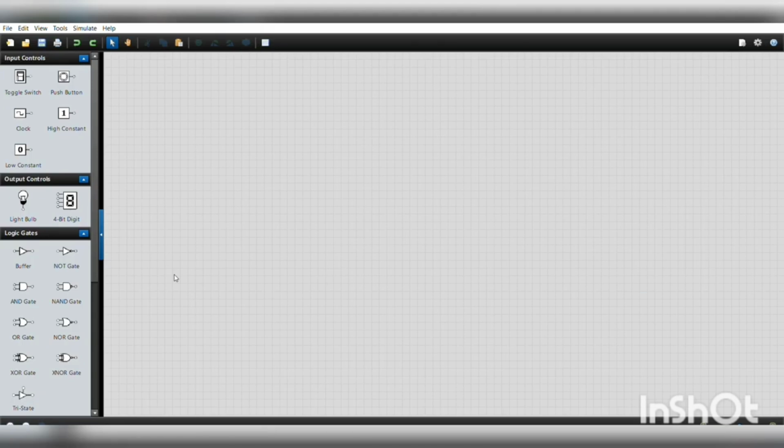Before getting into our experiment, let us see a demo on how to implement circuits using logic.ly. When you open logic.ly, your screen looks like this and you are provided with the input controls, output controls and various logic gates towards your left hand side. I am taking a toggle switch as the input, for example, and a NOT gate since it's a simpler one. And for output I'm giving a light bulb. So the connections are made.